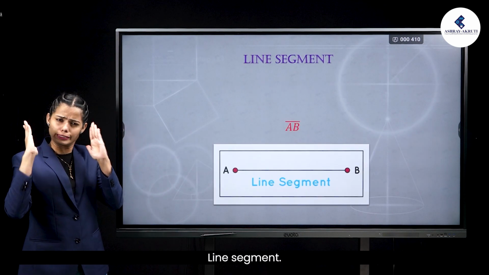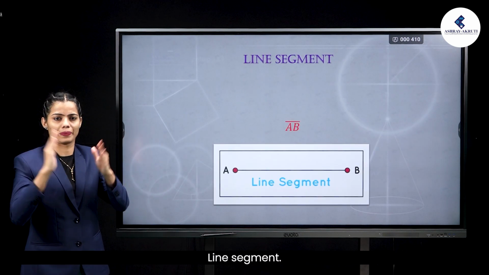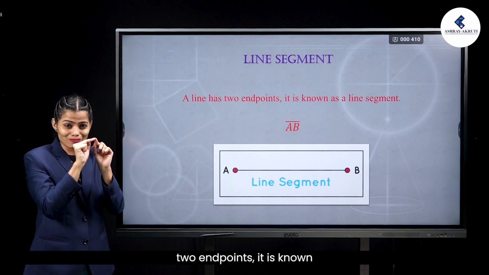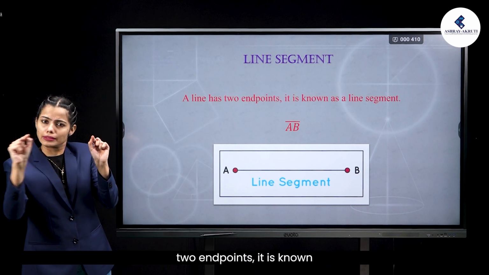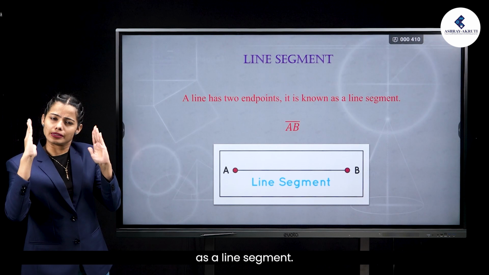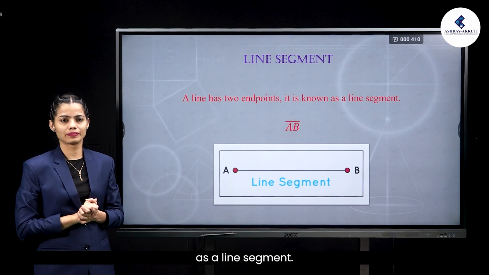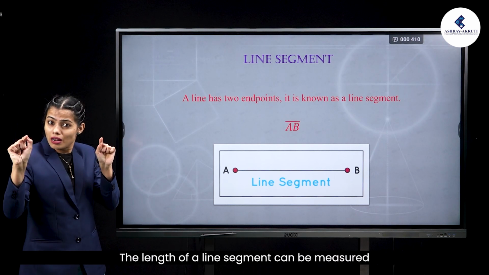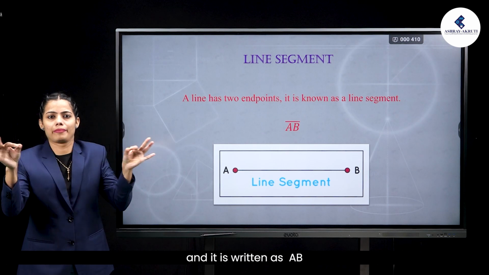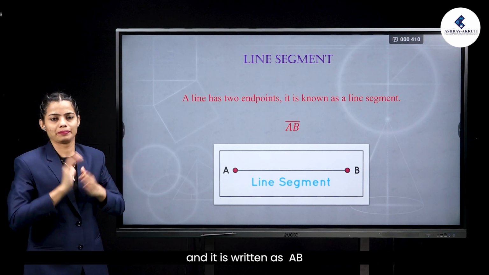Line segment. When a line has two endpoints, it is known as a line segment. The length of a line segment can be measured and it is written as AB.